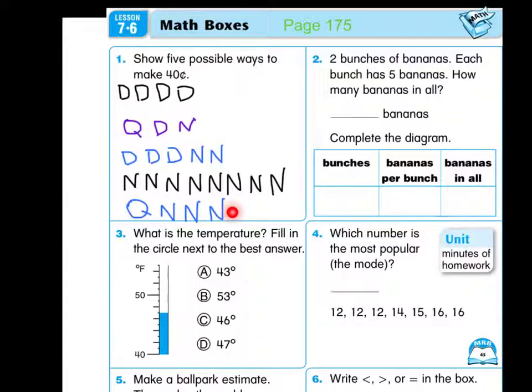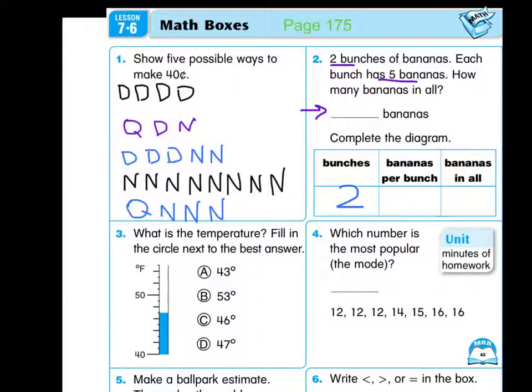Box 2 says there are 2 bunches of bananas. So I kind of find that important there. 2 bunches of bananas. Each bunch has 5 bananas. How many bananas in all? So right here is where we're going to put our answer, but first let's fill in the diagram. How many bunches of bananas? Let's go back to the story and you can see that there were 2 bunches.